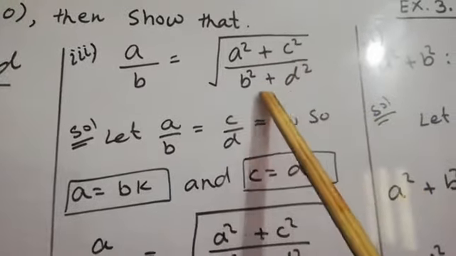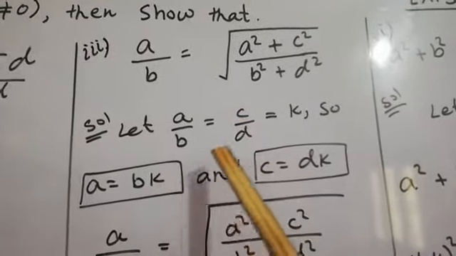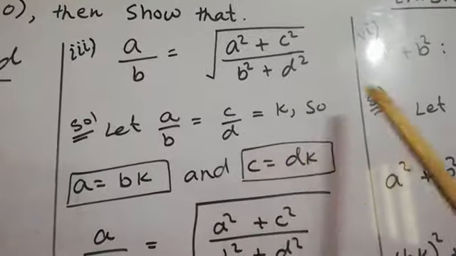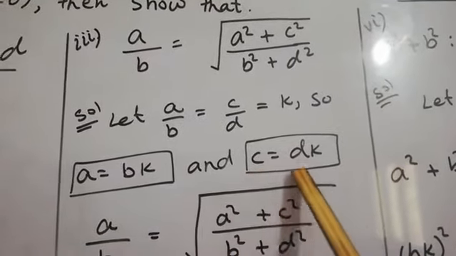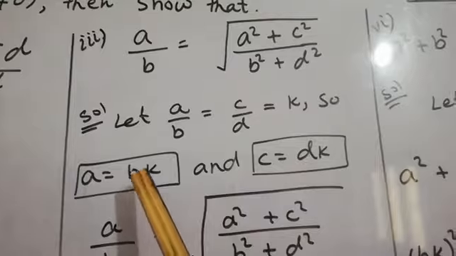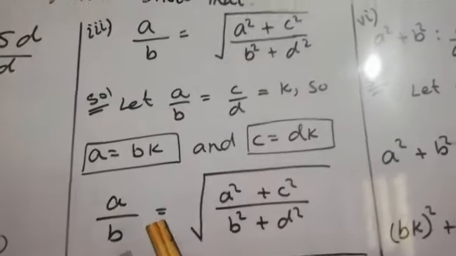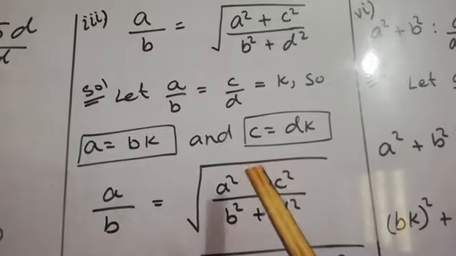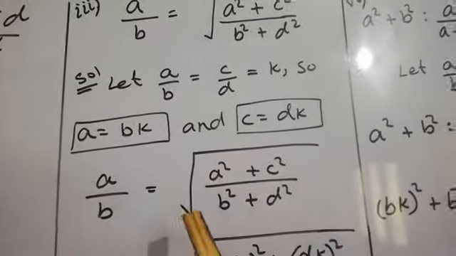Part number 3 of this question: A by B equals the square root of (A square plus C square) by (B square plus D square). Let A by B equals C by D equals K. So we get the value of A equals BK and the value of C equals DK. Now we will put the values of A and C in this question. Write the question again carefully: A by B equals the square root of (A square plus C square) divided by (B square plus D square).